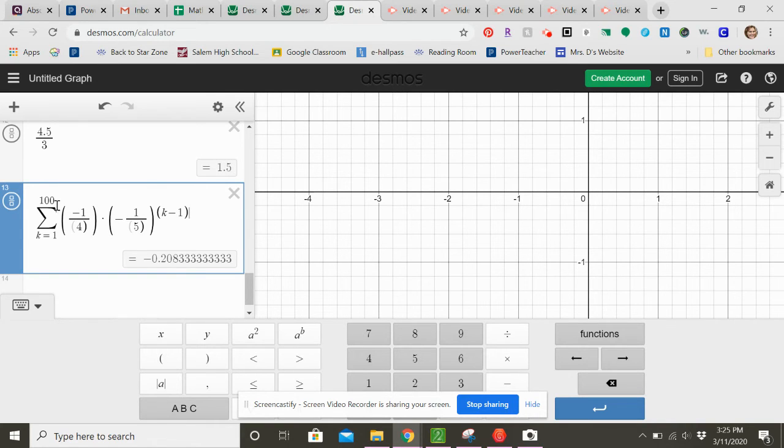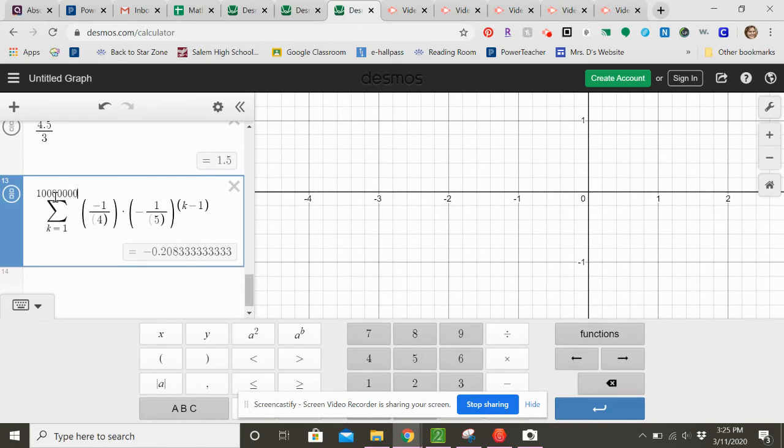I know this isn't infinity up here. There is no infinity to input, and you can put a really, really, really big number there, and Desmos can handle it. It's a good choice of a calculator to use here. Okay.